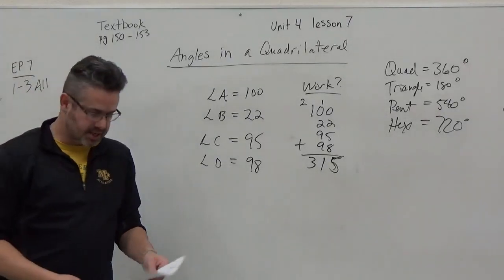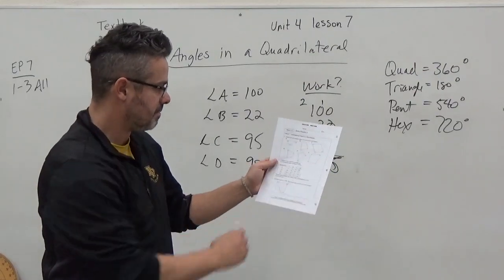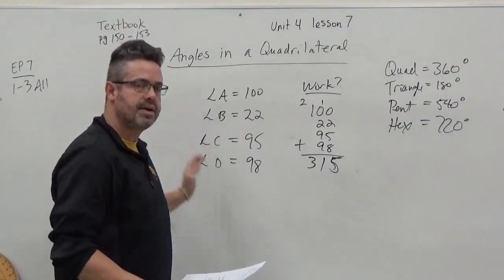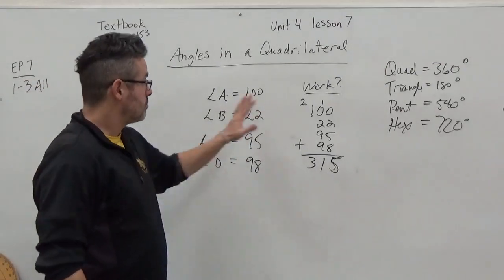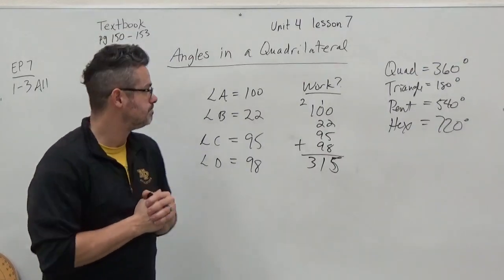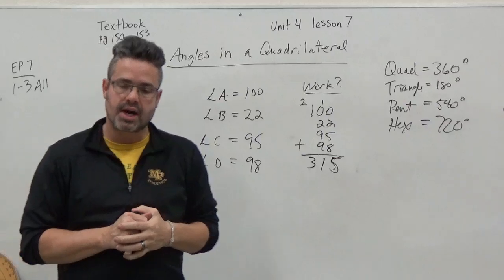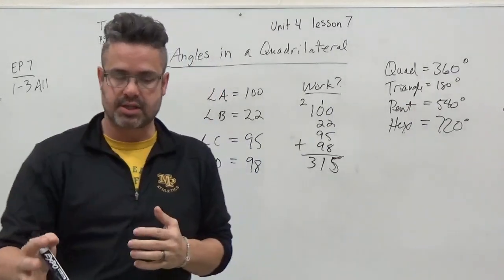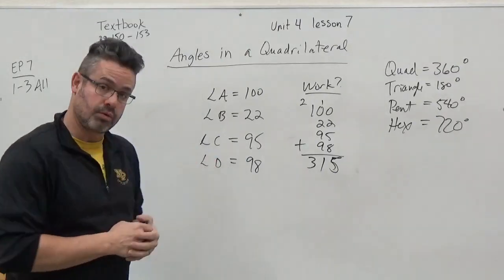Okay, and the last thing is your EP. This is the hand-in assignment. Exact same type of questions. Find the missing angle. So, this wraps up our Unit 4 on angles and polygons. Okay, once again, quadrilaterals, any four-sided figure. Squares, rectangles, they could be irregular figures as well, like the ones we worked with here.